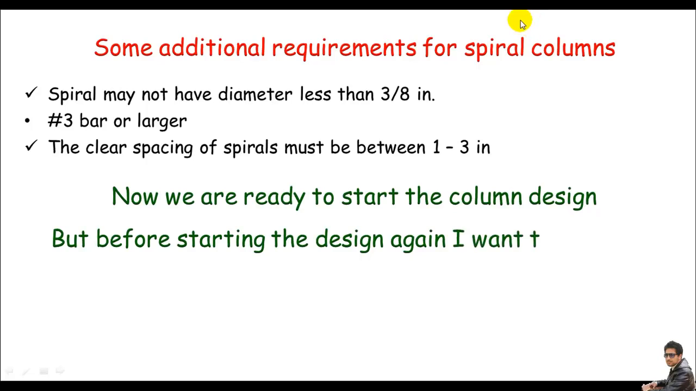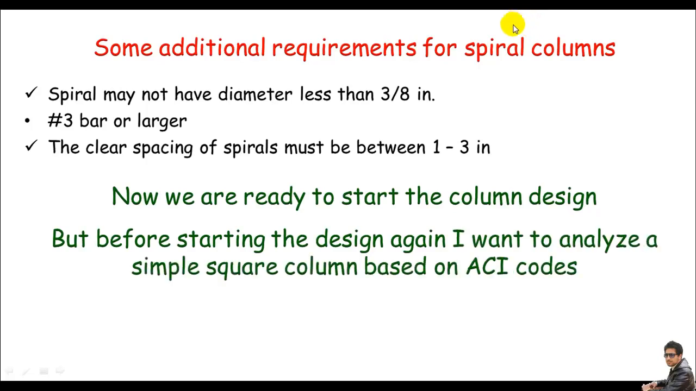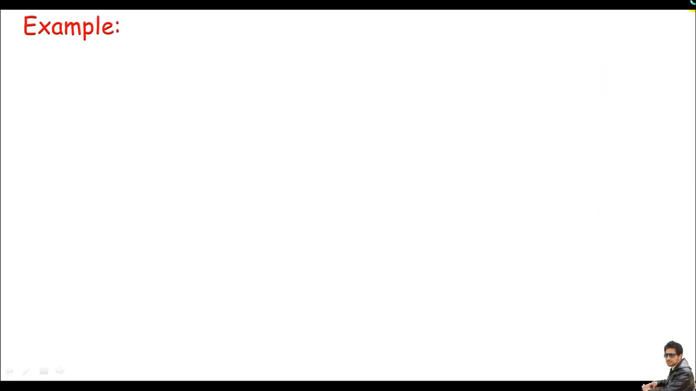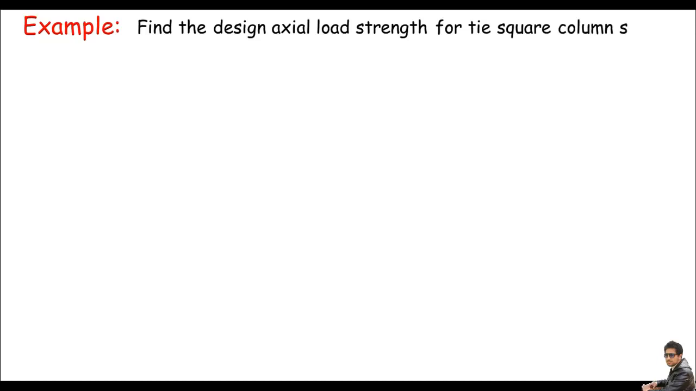But I don't want to come into design now. I just want to analyze a simple square column based on ACI codes, and check whether the column is okay or not. So are you ready? Of course you are ready. I know it. Okay, so here is an example. Of course it's an example, and we are asked to find the design axial load strength for a square tie column.